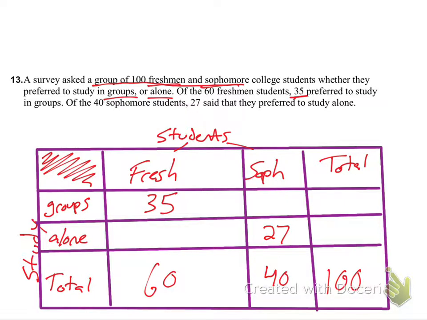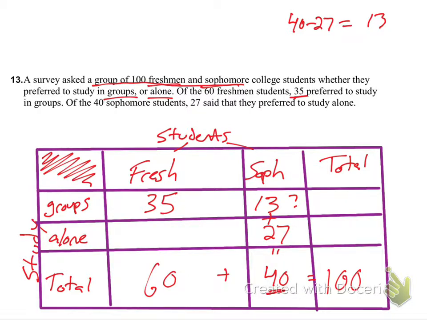First off, 60 plus 40 is equal to 100, so that's correct. Now what I need to find out is how many sophomores like to study in groups. If this is 40 right here, I can just take 40 minus 27, and that's going to be equal to 13. So right there, that number is 13. Then I can check my answer: 13 plus 27 is equal to 40.